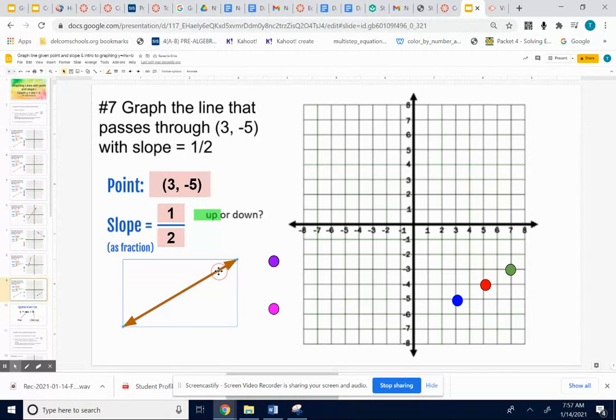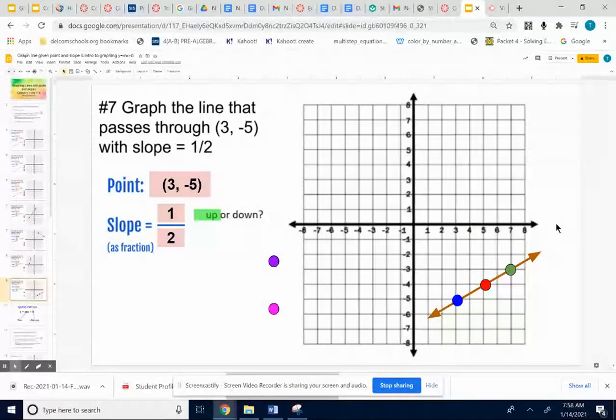Okay, take your line. Try to show a line going through the points. Oh, that worked out well. So we started at point 3, negative 5. And then from that point, because the slope is 1/2, we went up 1 over 2.